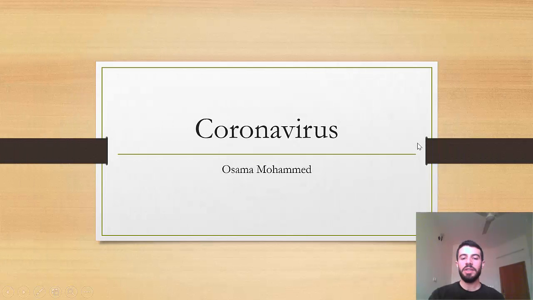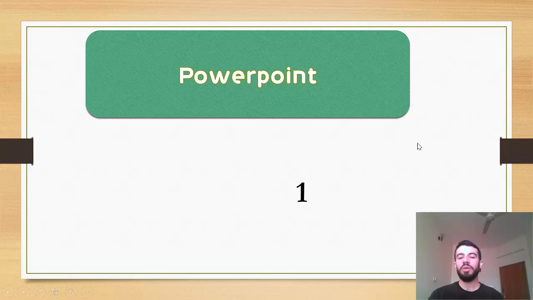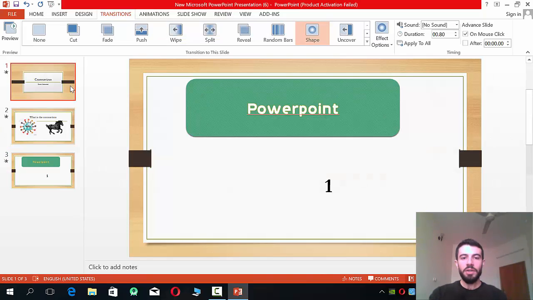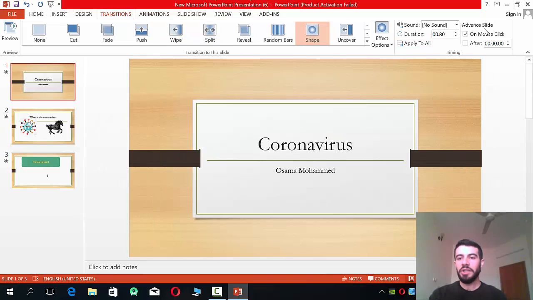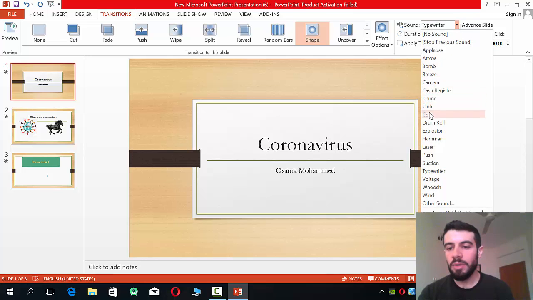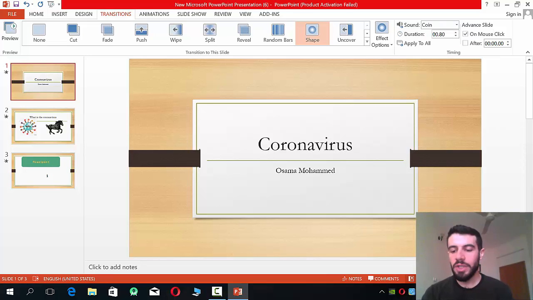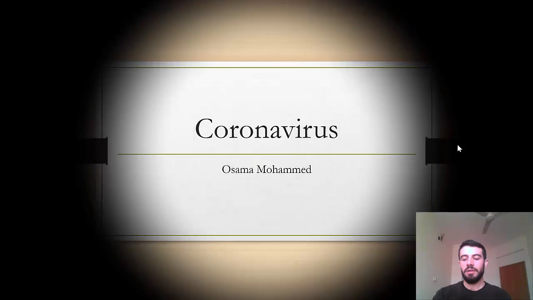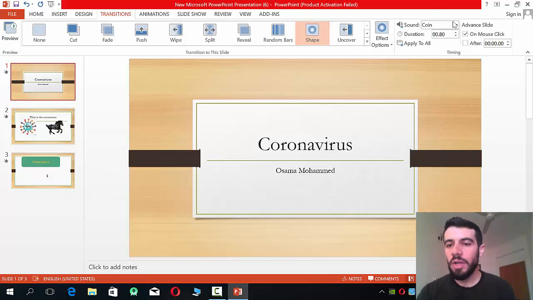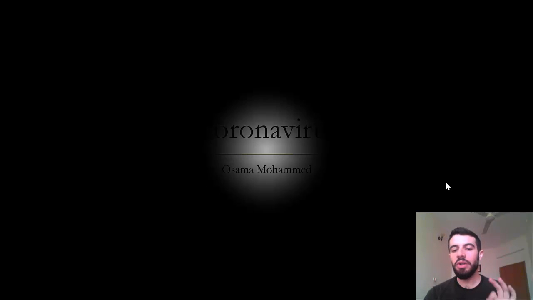Now click here, you can see the first one, the second one, and the third one, the same transition. Also, from here you can change the sound. For example, I want to add this sound, or this sound, for example, coin. If you just run it like this. Also I can add the duration. That means you can see now the duration of the slide.